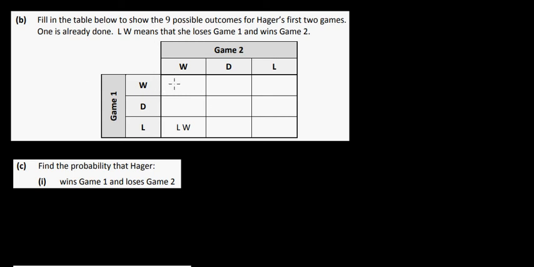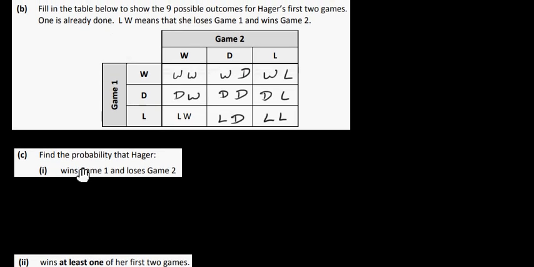So let's see, here she can win the first game and win the second game. Here she can win the first game, draw the second game. Here she can win and then lose, draw and win. Here she can draw both games. Here she can draw and then lose. This is done for us already. She can lose and then win. Here she can lose and draw, and then finally here she can lose, and then lose the second game, lose both games. So there are 1, 2, 3, 4, 5, 6, 7, 8, 9 possibilities over both of these games.